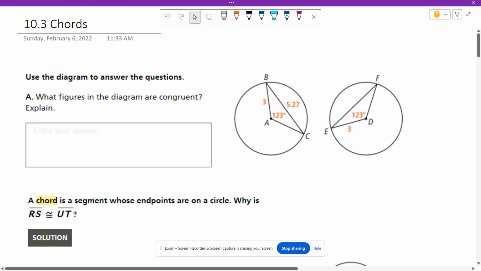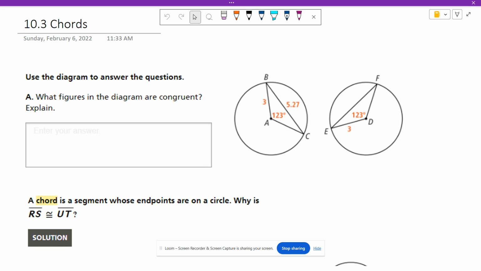All righty. In the two diagrams, what's congruent? AB is congruent to what? AC and ED and DF. All those are congruent because they're all radii of the circle.